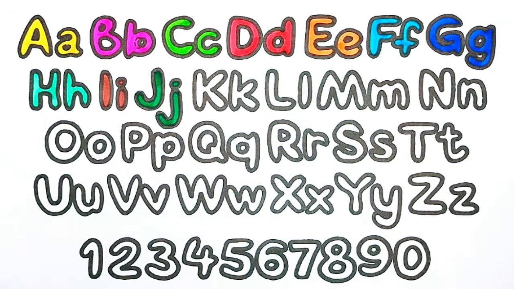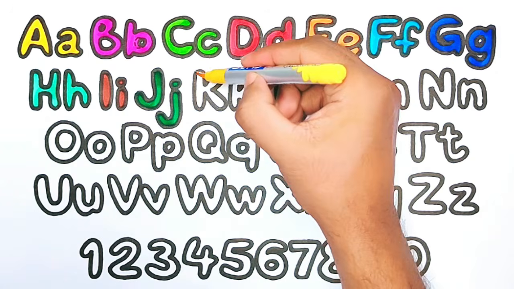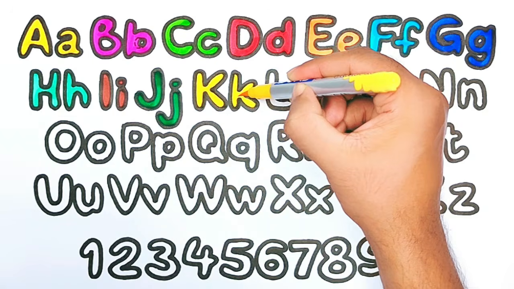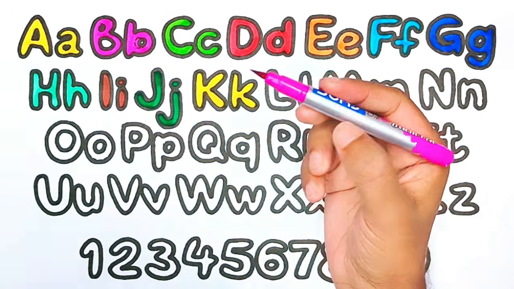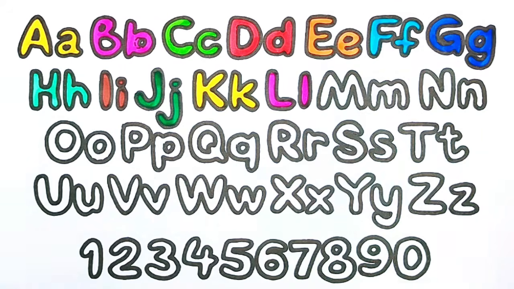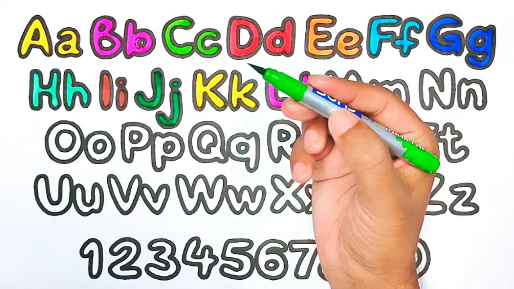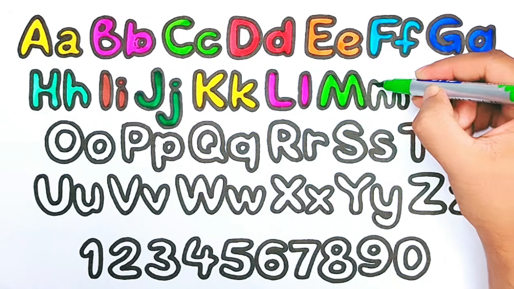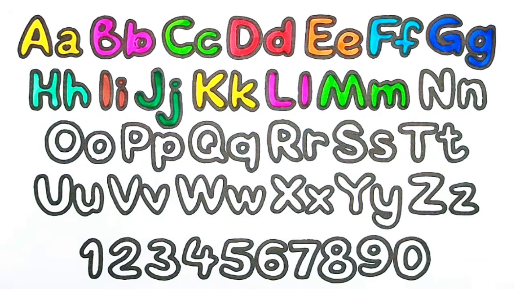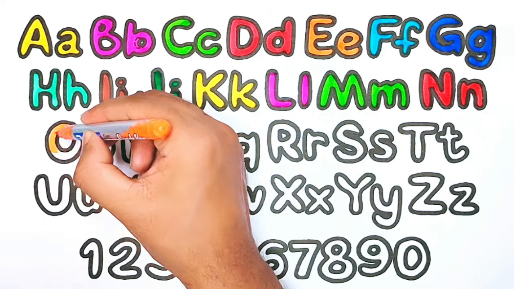J for jellyfish. Yellow color K. K for kangaroo. Pink color L. L for ladybug. Green color M. M for melon. Red color N. N for napkin. Orange color O.